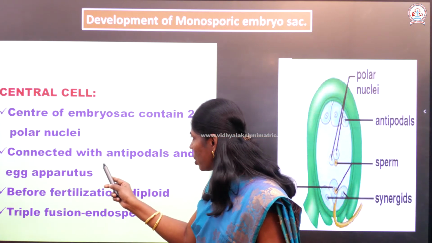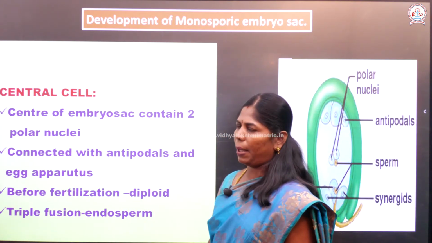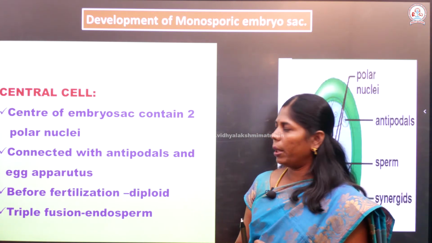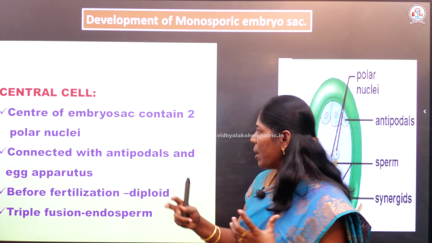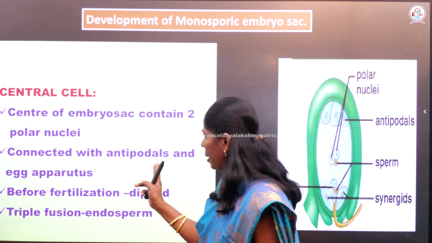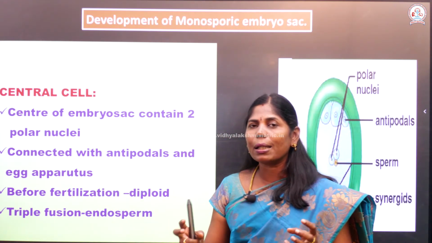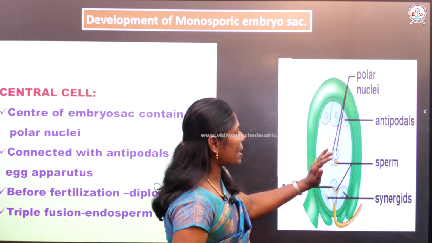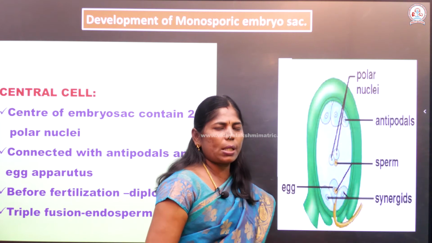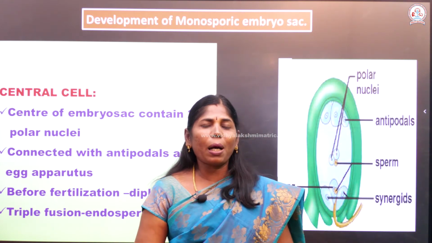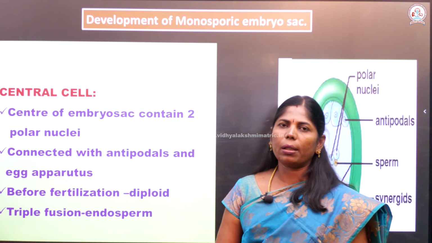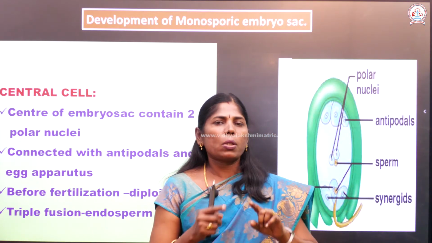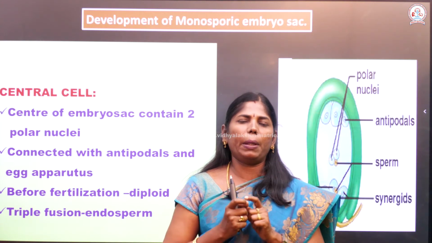So this is connected to the antipodals and the egg apparatus, because the two nuclei migrated from these poles, from the two ends, so definitely it is connected with the antipodals and egg apparatus. How is it connected? The polar nuclei in the center are connected to the antipodals and synergids with the help of plasmodesmatal tubes, okay. So where are the plasmodesmata? In the cell wall, okay. In the cell wall there is a region called plasmodesmata.